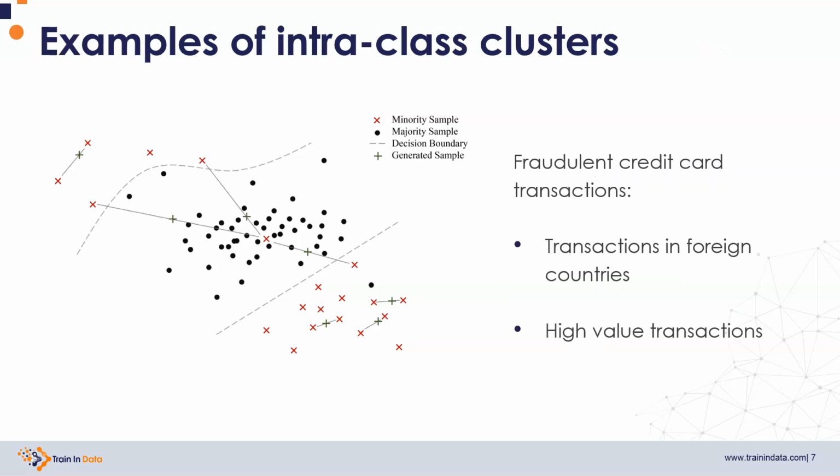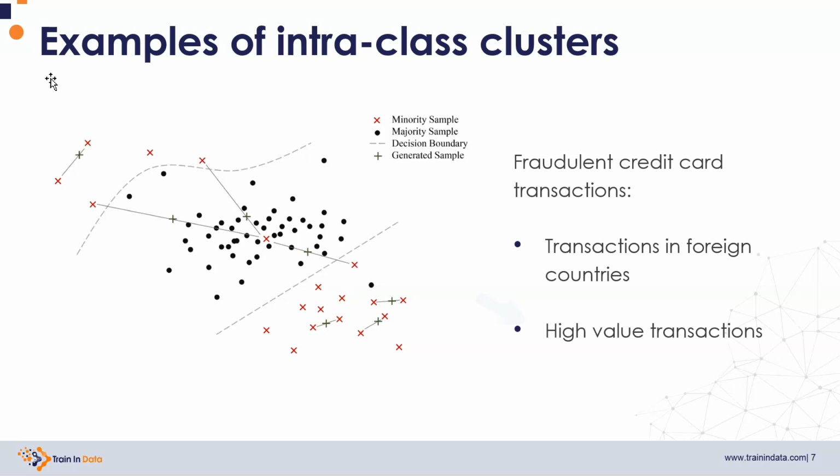Now, how often do we have intra-class clusters? I don't know. It depends on the dataset, and there are many datasets around. The authors of this model quote as an example fraudulent credit card transactions. They say that some transactions that are fraudulent occur in foreign countries. So say if I live in Berlin and a transaction on my credit card is done in Italy, most likely that is a fraudulent transaction.